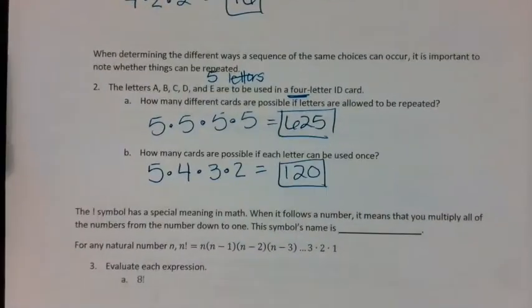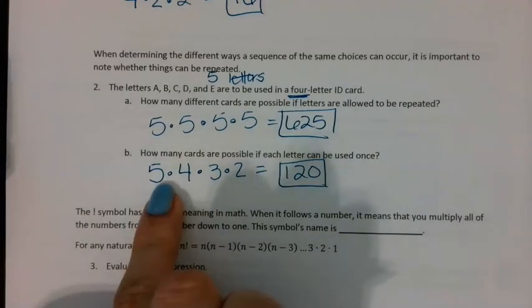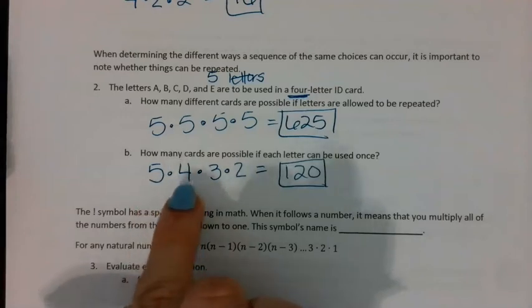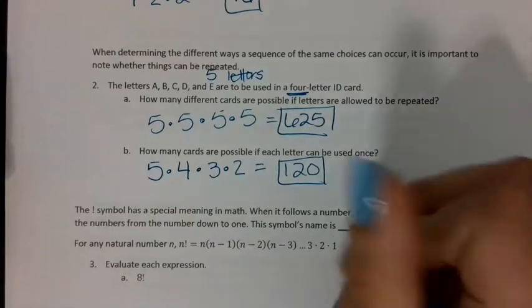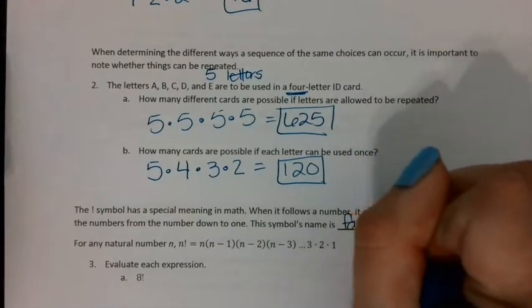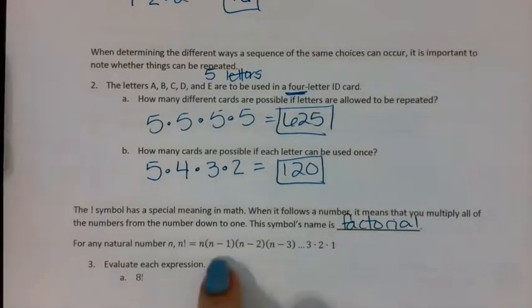Okay. The exclamation point is a symbol that has a special meaning in math. When it follows a number, it means you multiply all the numbers from that one down to 1. So, for example, if I had 5 with an exclamation point, I'd go 5 times 4 times 3 times 2 times 1. This symbol's name is factorial in math. Okay, and then it just shows you the pattern down there.